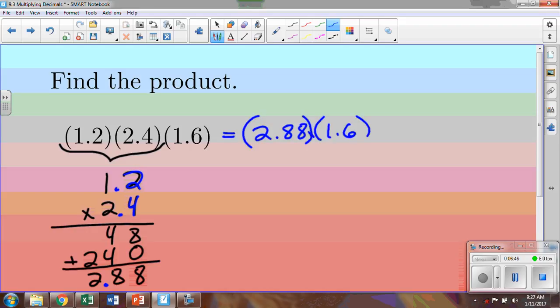And so now that we've finished the first stage of this chain multiplication, we've got the next one, 288 times 1.6. Now, if you're a person who prefers the box method of multiplication, this is the one that I'm going to do now. 288 times 16.